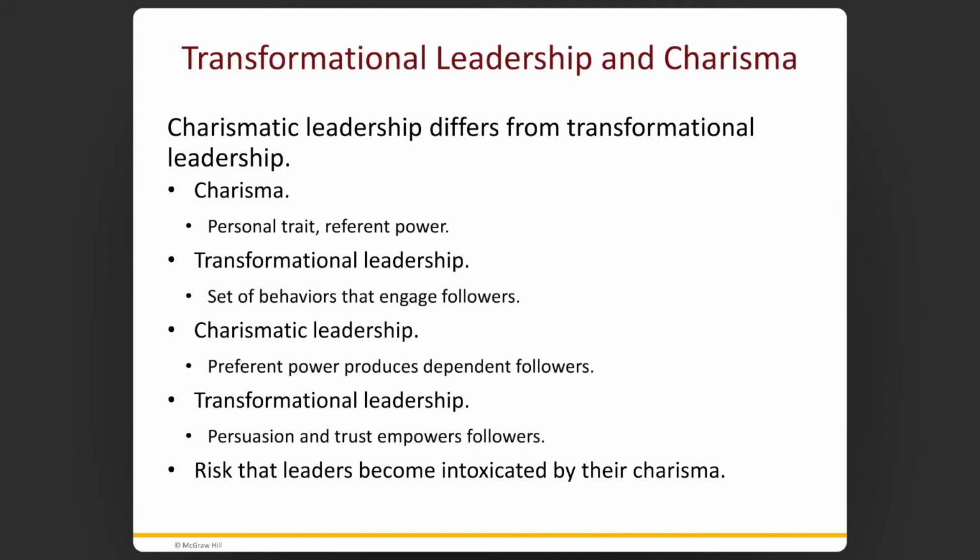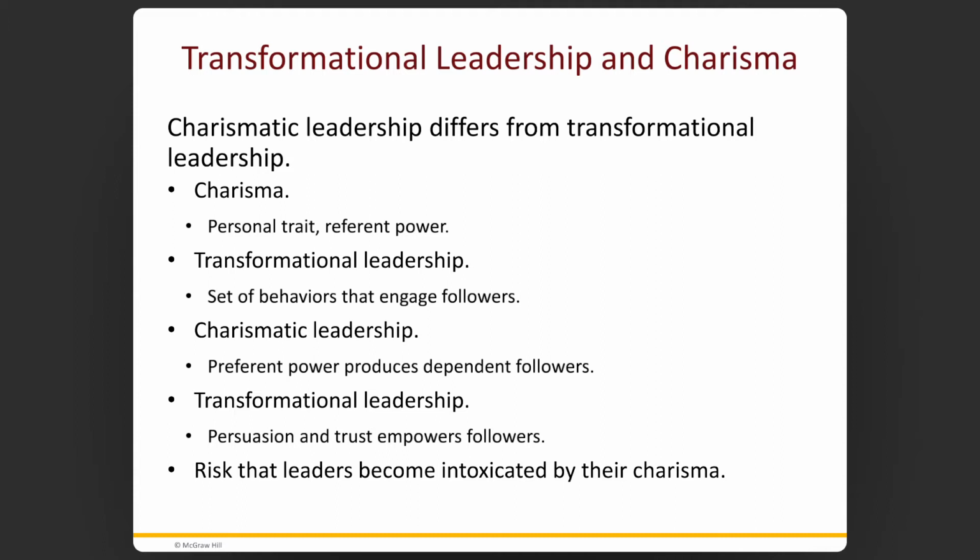Transformative leadership is a set of behaviors that engages your followers. Charismatic leadership motivates followers through the leader's referent power and produces dependent followers. Transformative leadership motivates followers through persuasion and trust. It empowers them. And particularly, it motivates them when they have a sense of trust in you and in the system, and they've been persuaded that the vision is healthy and worthy.